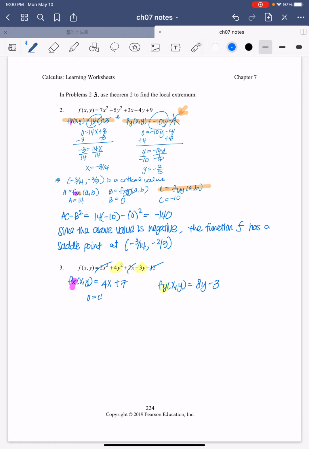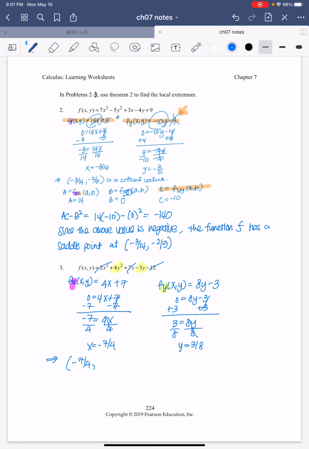So 0 is equal to 4x plus 7. 0 equals 8y minus 3. Minus 7. I have 4x equal negative 7. Divided by 4. X is equal to negative 7 over 4. Over here, we add 3. So I have y is equal to 3 over 8. So based on our first order partial derivative, negative 7 over 4, comma 3 over 8 is a critical value.